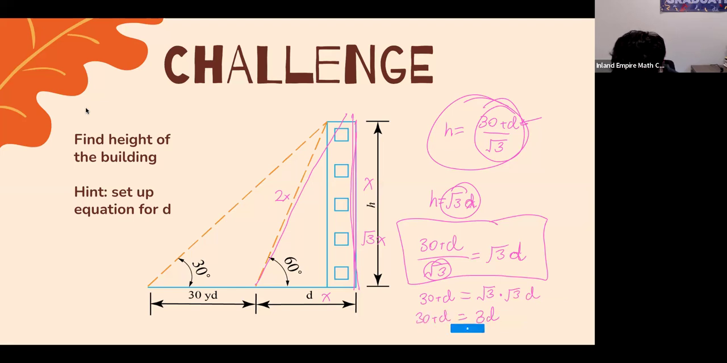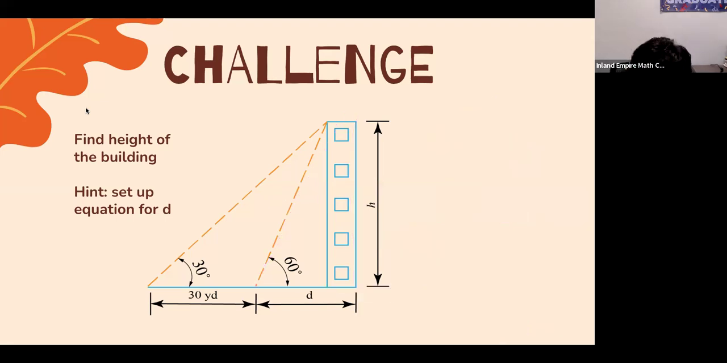We can move this d over here to the other side. So we get 30 equals 2d. And then some simple math, we get that d equals 15. And so we now know the length of this edge. Okay, so I'm going to actually delete everything. Just remember d is 15. And then we know that this is 15 yards.